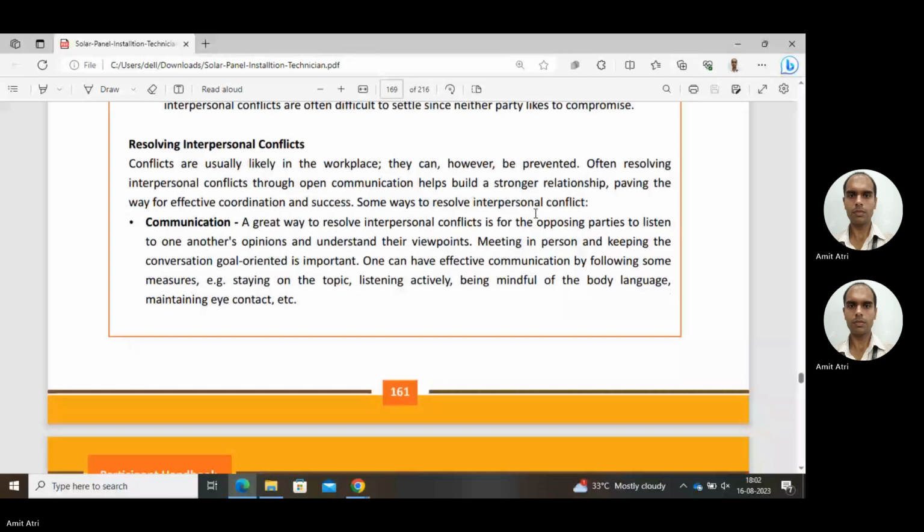One can have effective communication by following some measures like staying on the topic, listening actively, being mindful of body language, and maintaining eye contact. So these are some of the methods of resolving conflicts by communication.